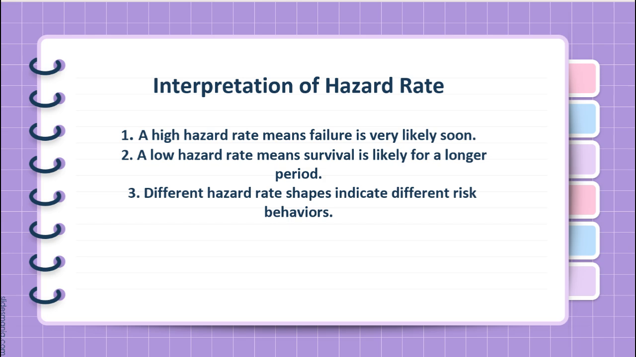For example, an increasing hazard rate may indicate a worsening condition, like a machine wearing out. A decreasing hazard rate suggests failures happen early but stabilize, like breaking in a new pair of shoes.